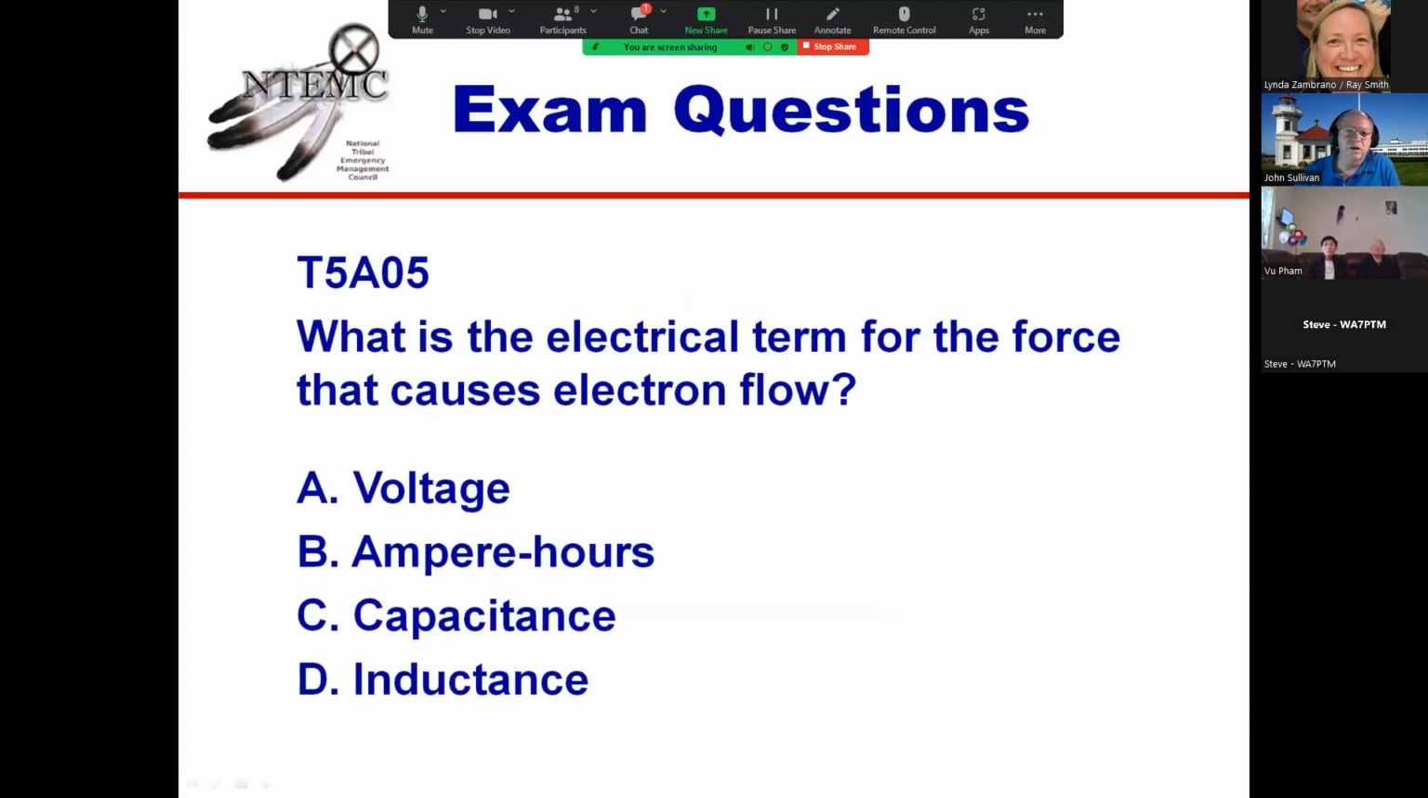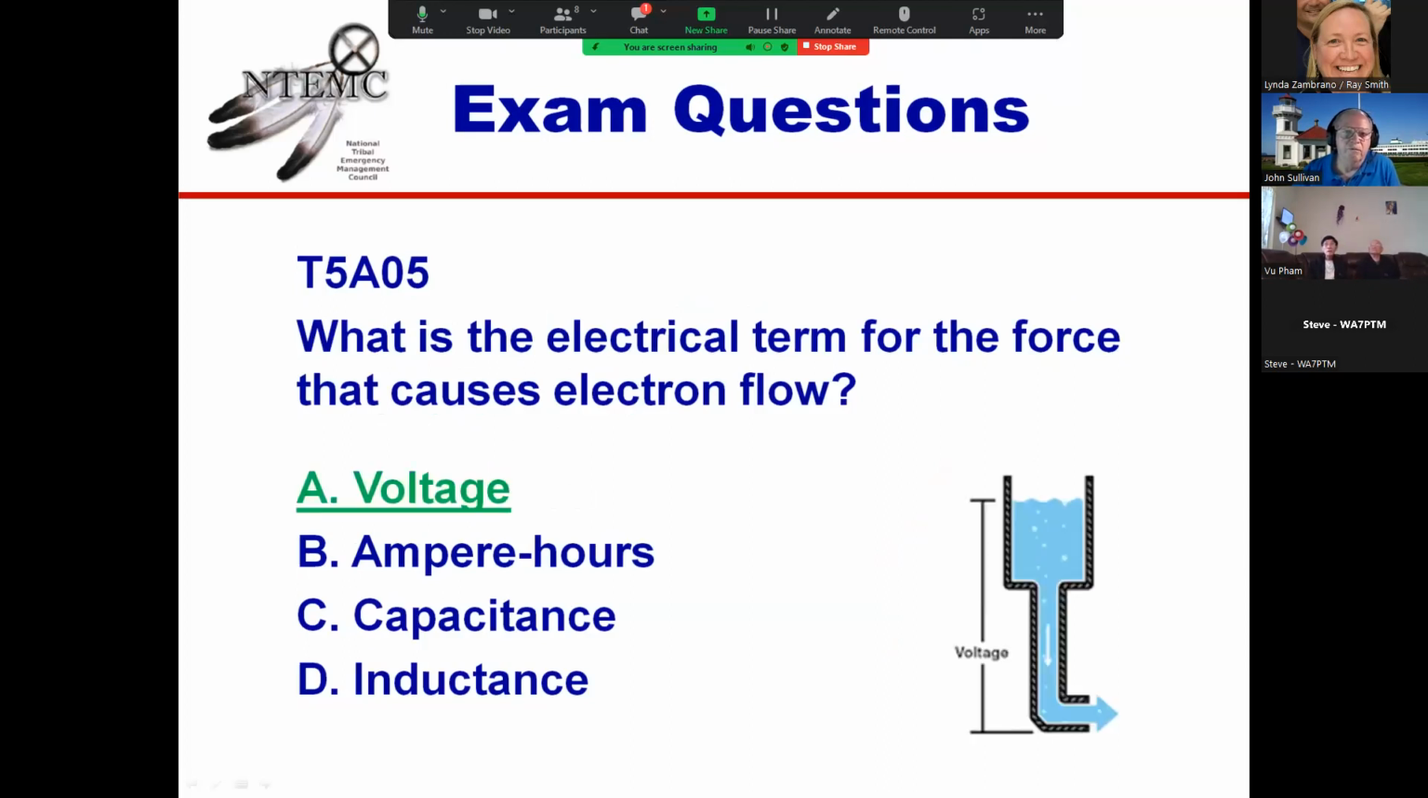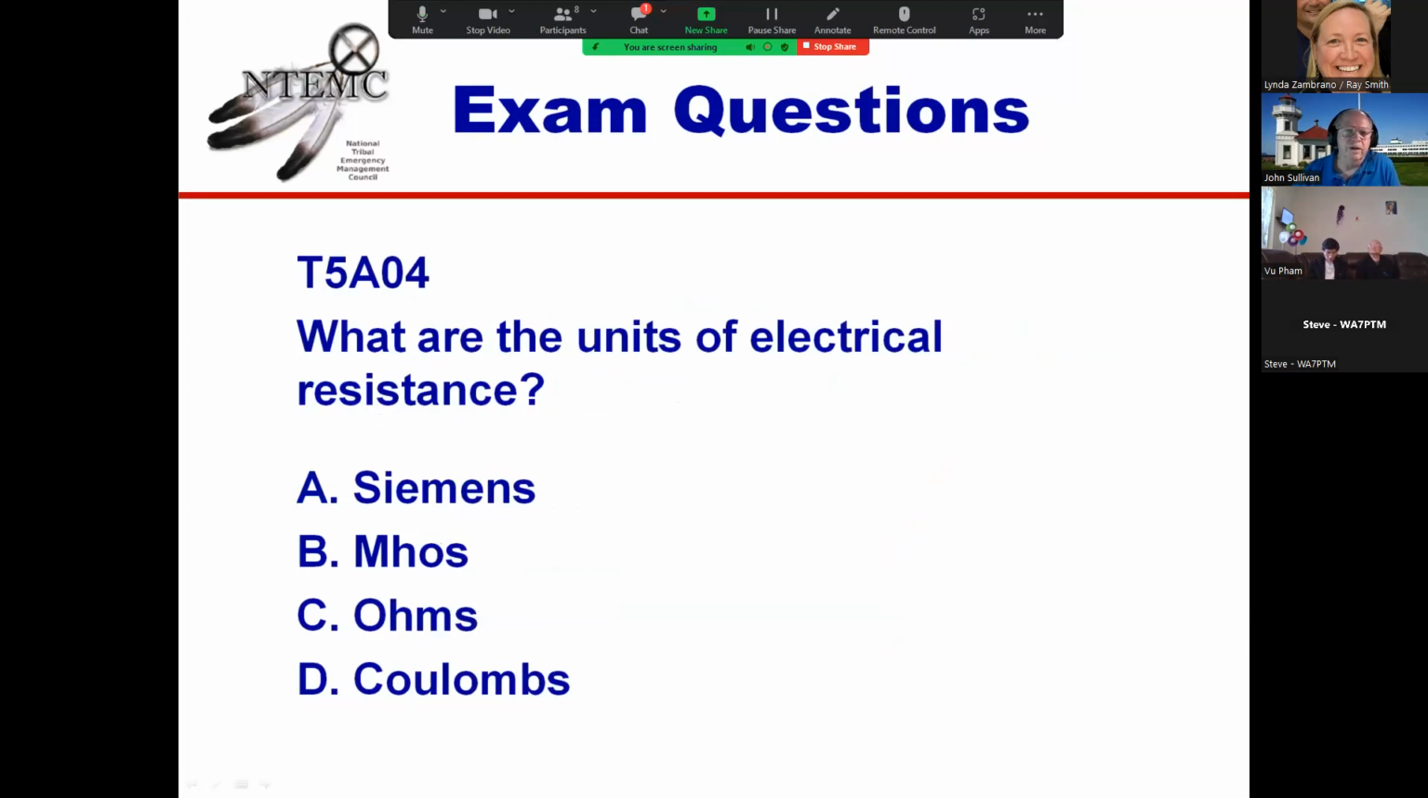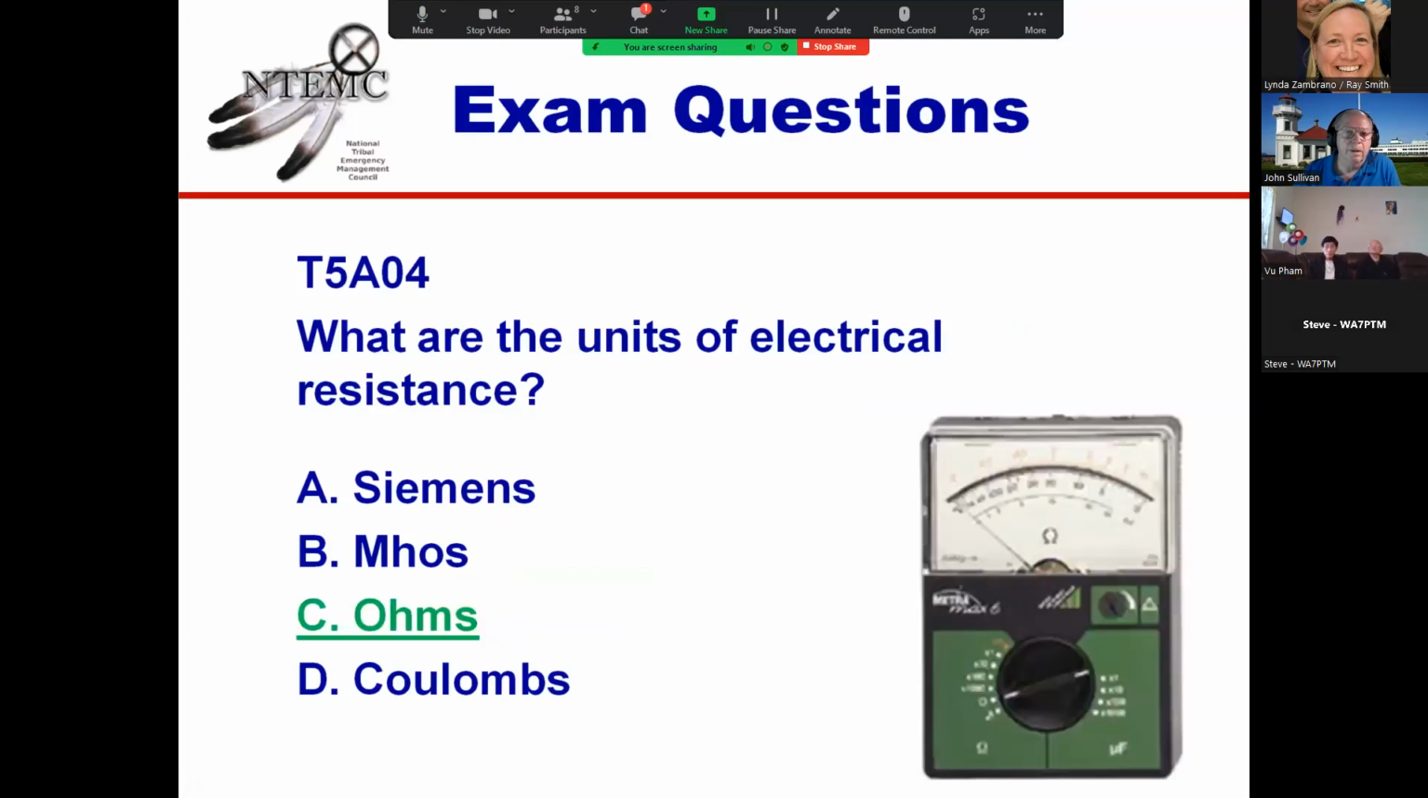What is the electrical term for the force that causes electron flow? The force, or electromotive force, that would be voltage. Voltage is the force that causes electrons to flow. What are the units of electrical resistance? Okay, well, that's going to be ohms, the Greek letter omega, ohms.